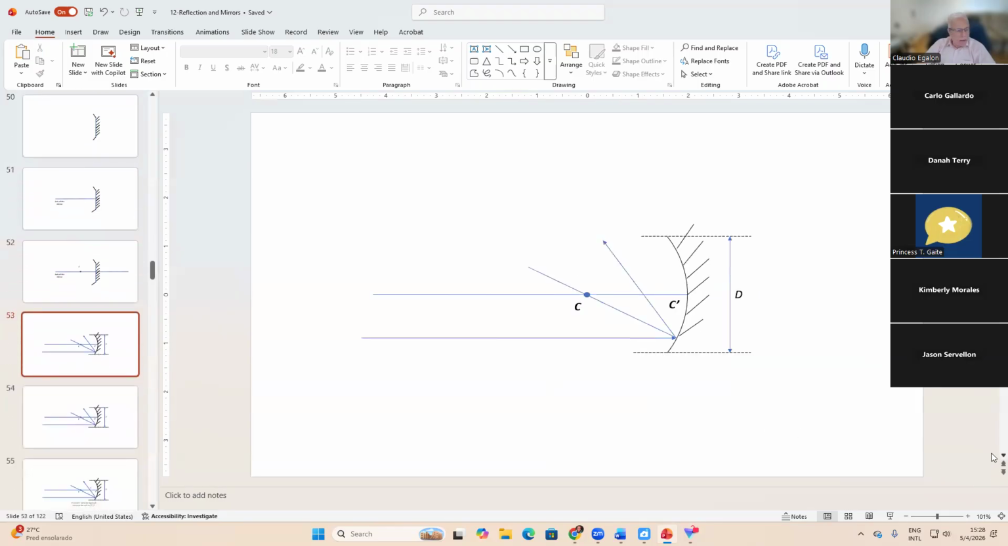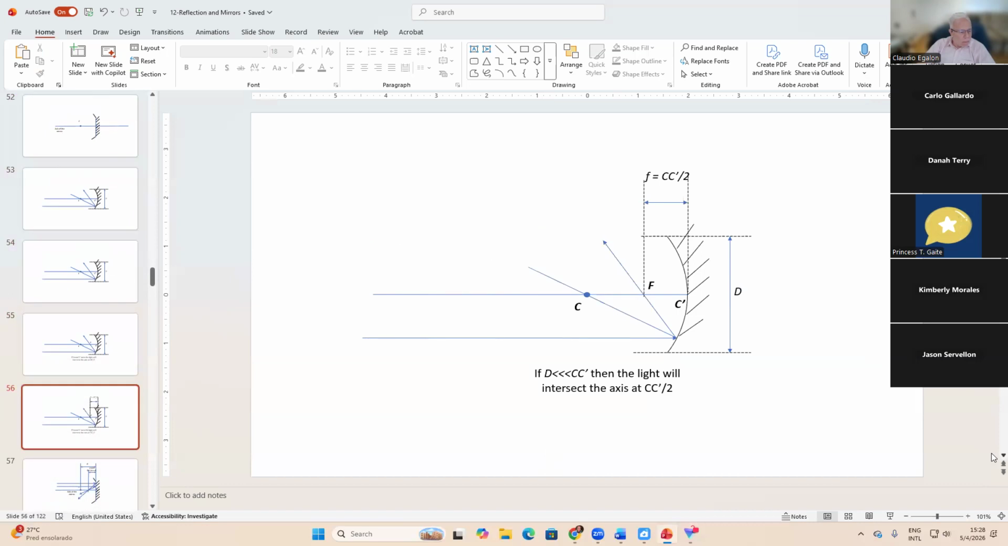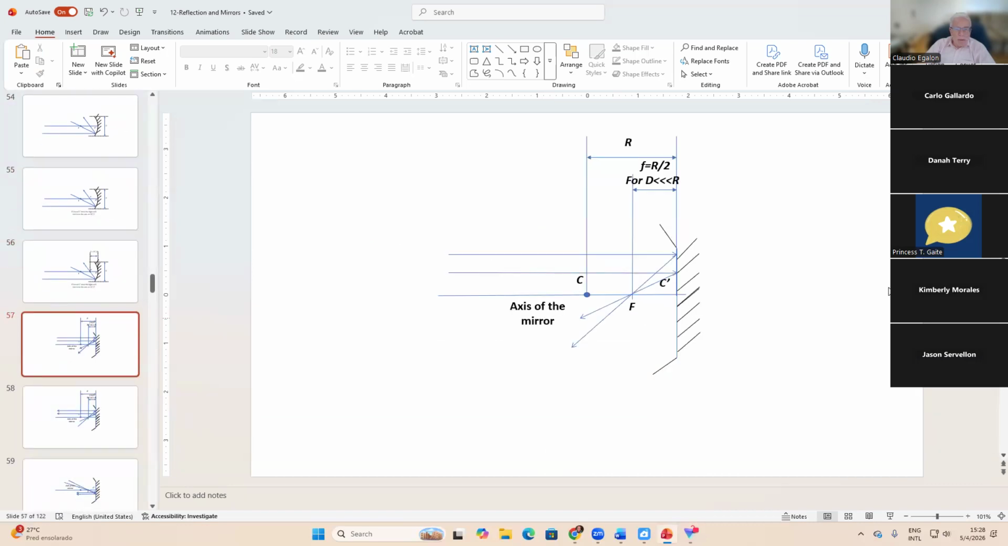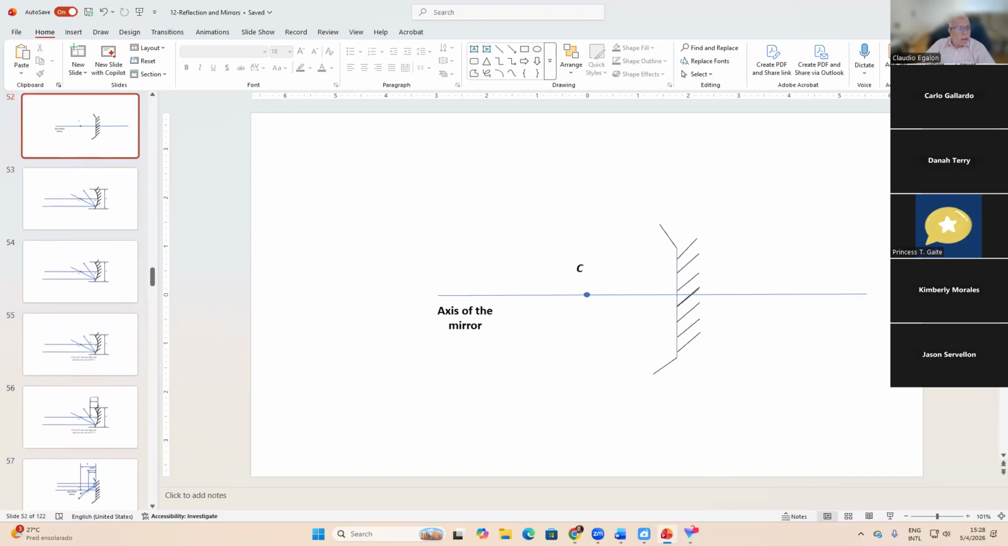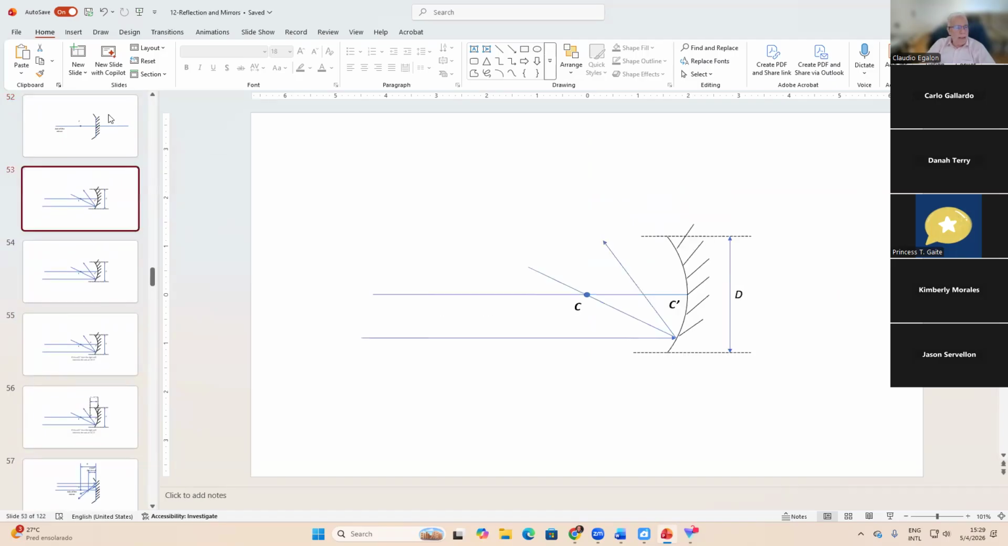Let's see if I have it here. Yeah, okay. And you saw that before, right? Here you go. In the next drawing, I drew an actual spherical surface, right? It's a more realistic one. And that's the diameter of the mirror, diameter D.